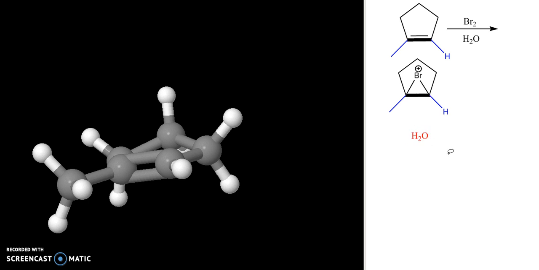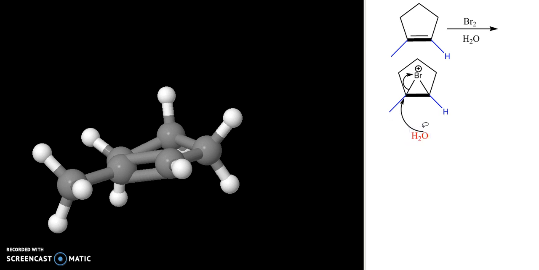Now, from a steric perspective, it might seem like it would be better for the oxygen to react with this carbon because it's less crowded at this carbon. But actually, that's not what happens. This positive charge, as I said, is spread out over the entire ring, and there's more positive charge on the more substituted carbon. That's why the oxygen will always attack the more substituted carbon in this reaction.